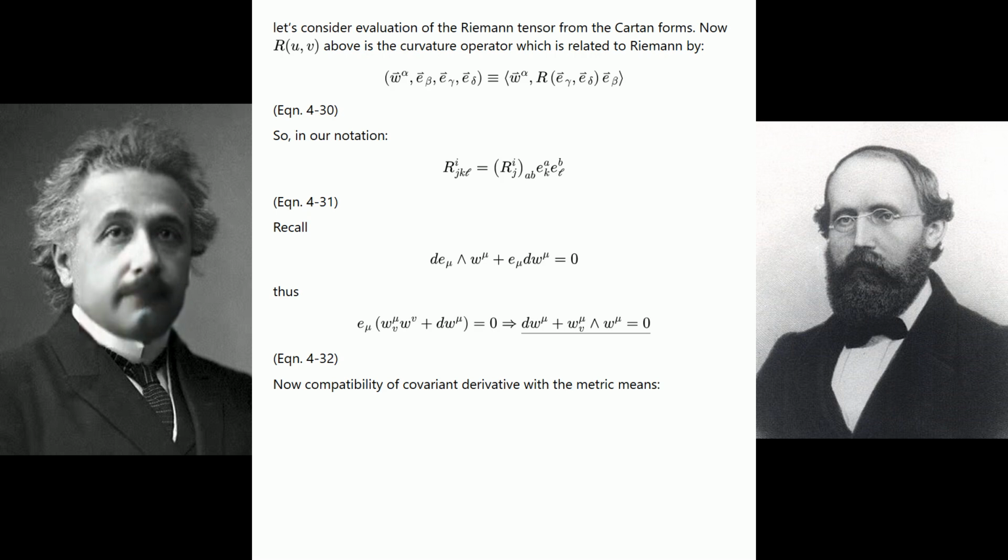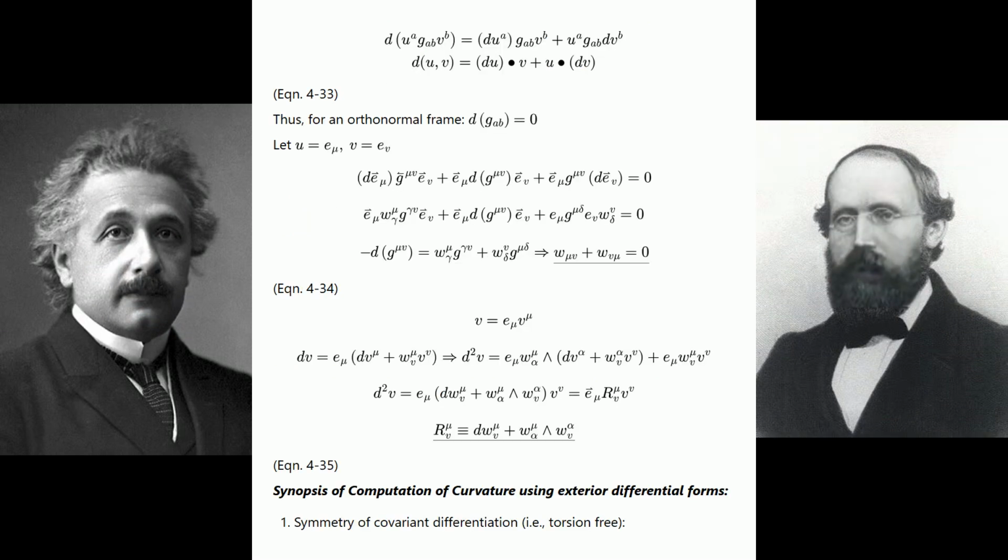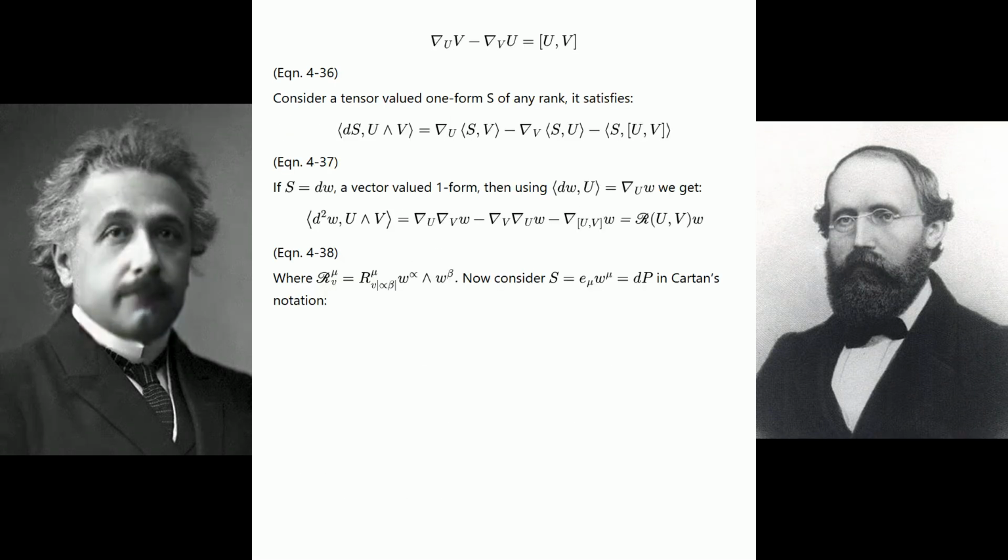Now compatibility of the covariant derivative with the metric means equation 4-33. Thus, for an orthonormal frame, d of g sub ab equals 0. Let u equals e sub mu, v equals e sub v. Equation 4-34. Synopsis of computation of curvature using exterior differential forms: symmetry of covariant differentiation, i.e. torsion-free. Equation 4-36.